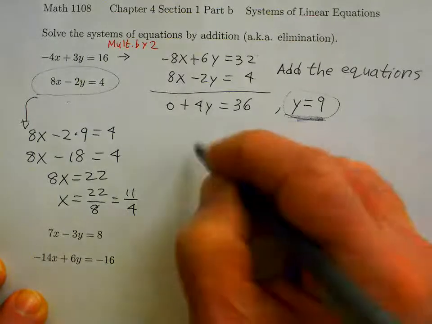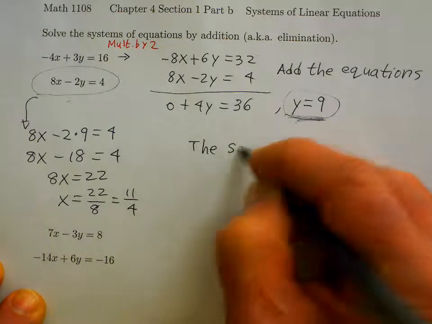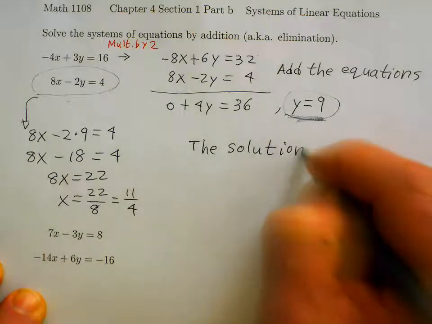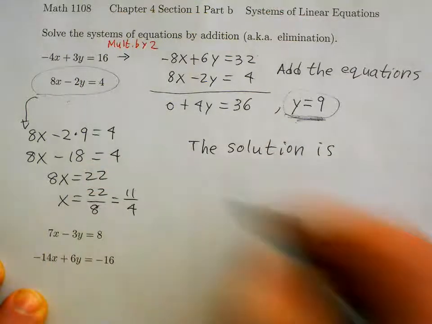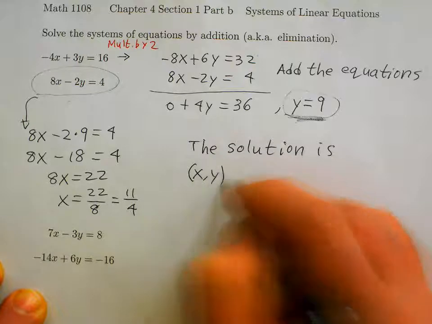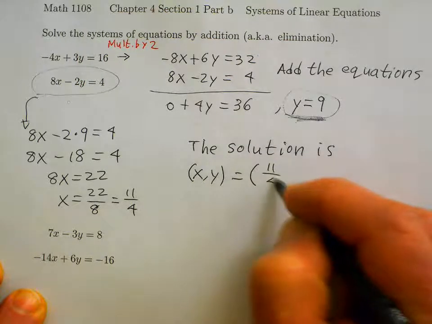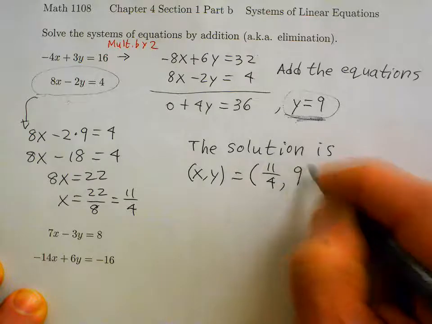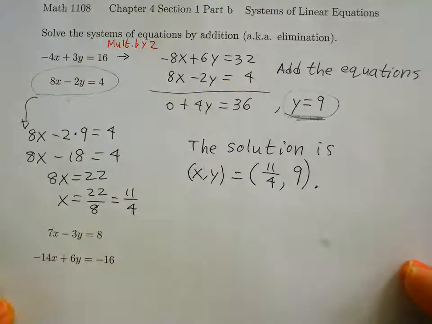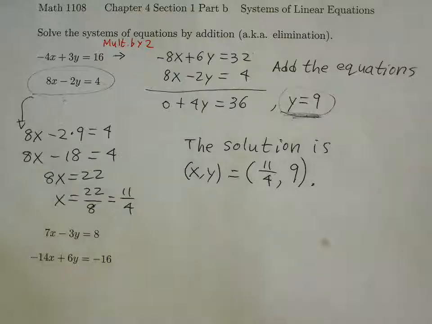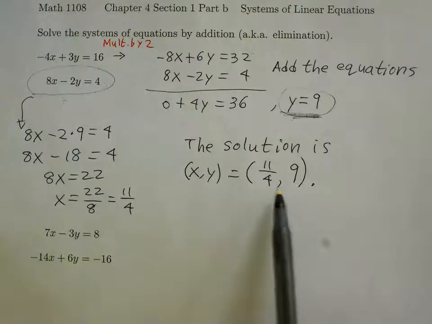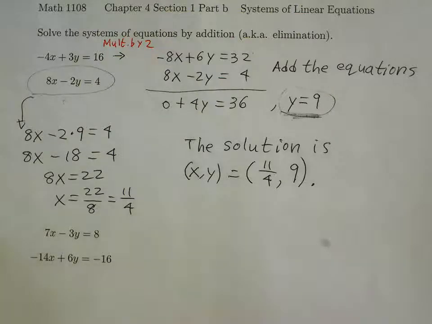Okay, so the solution to the system of 2 equations is the ordered pair (x, y) equals 11/4 for x and 9 for y. That's the solution. Graphically, that means that if you were to graph the two lines, the point where they intersect is the ordered pair (11/4, 9). That's where the two lines intersect.